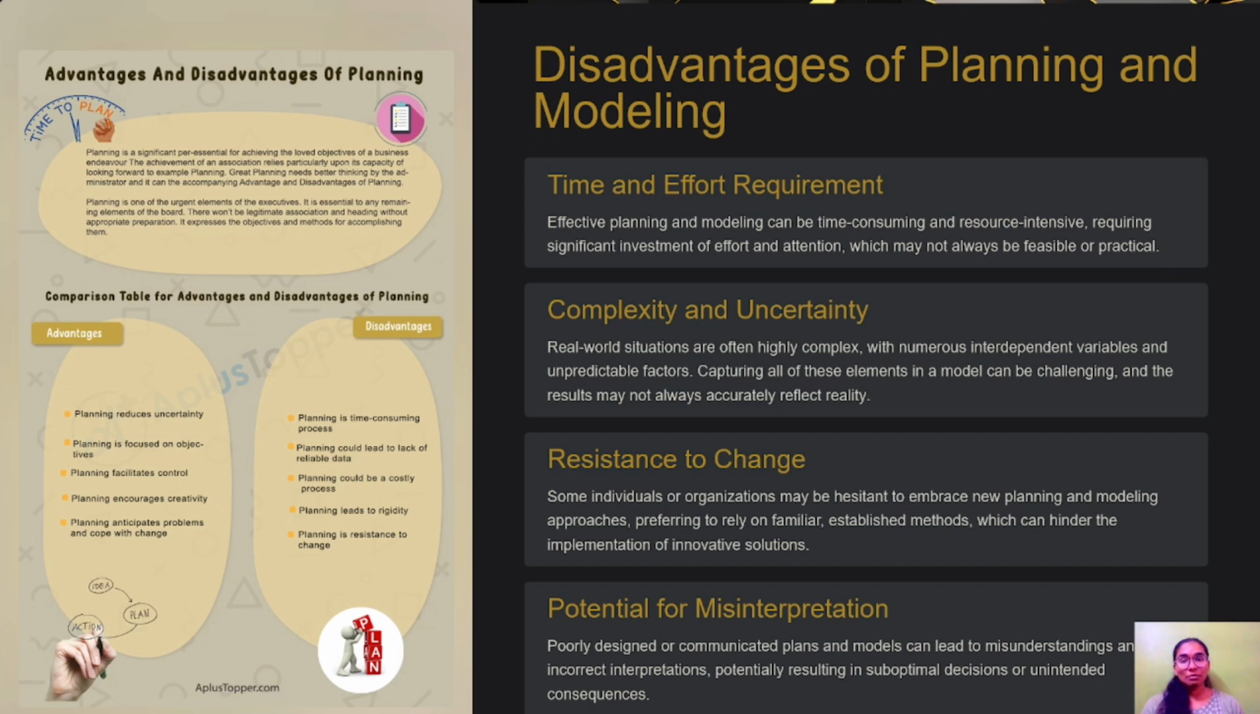Disadvantages of planning and modeling. Time and effort requirement. Effective planning and modeling can be time consuming and also resource intensive, which requires significant investment of effort and attention, which may not always be feasible or also practical.